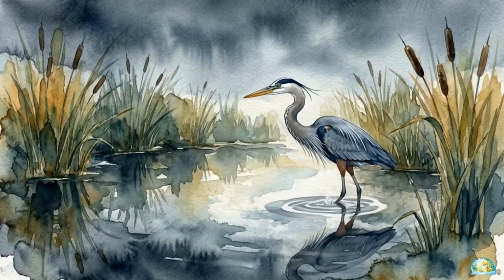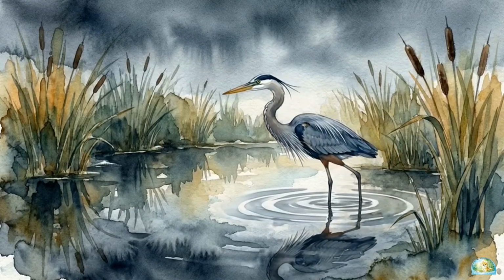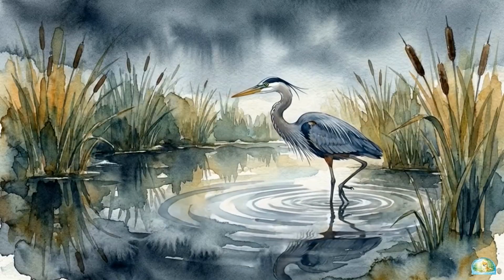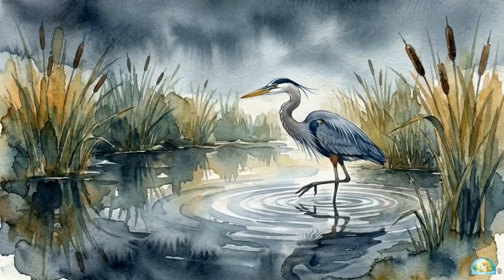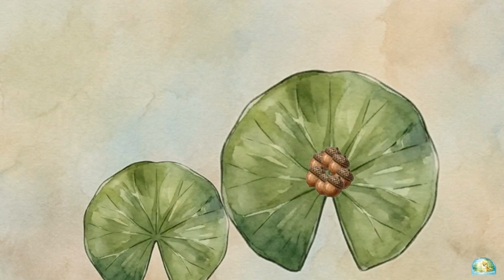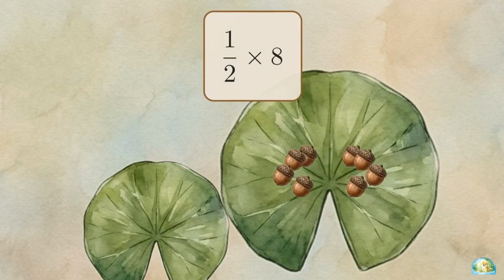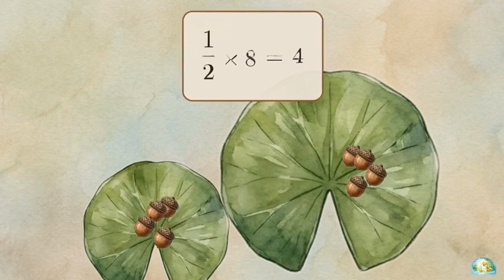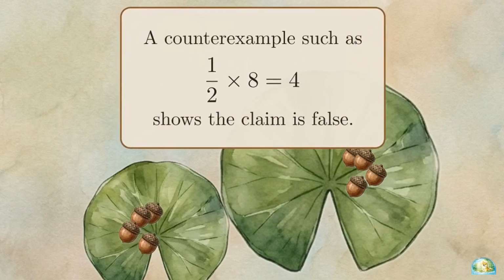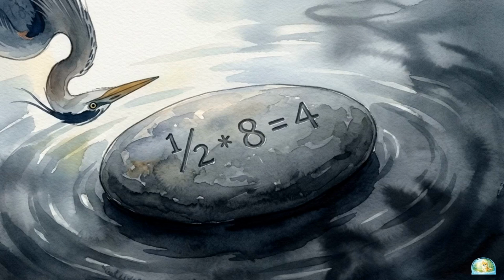At the counterexample pool, the lighting shifts as we encounter a universal claim. Multiplication always makes a number larger. We can test the truth of this by finding a product with a factor less than 1, specifically 1/2 times 8. The product is 4. Since 4 is less than the original 8, the universal claim is broken. A counterexample such as 1/2 times 8 equals 4 shows the claim is false.